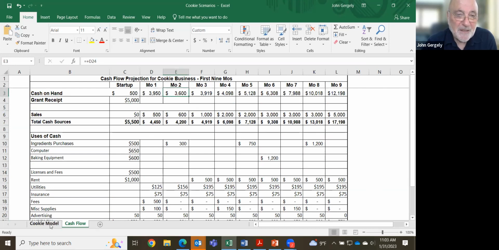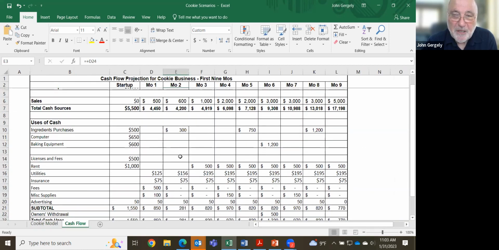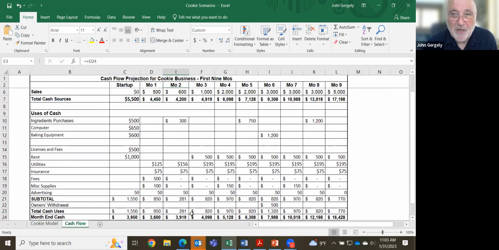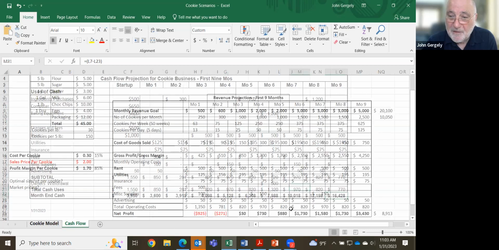So even though on my P&L, from a paper accounting standpoint, I lost money, my cash flow actually is still positive. And miraculously, right now, the way I have things modeled, I have positive cash flow throughout the business, such that by the end of month 9, I think I could end up with $16,000 positive cash flow. And that's for a small business even more important than the profitability.